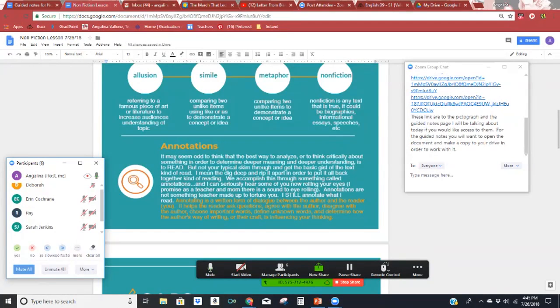And I can seriously hear some of you probably rolling your eyes, kind of going, not more annotations, but annotations really do help. So annotations are not something we make up just to torture you. It is a written form of dialogue between the author and the reader. Some of the best learning I've ever done is getting to talk to somebody, but we can't always talk to people who share ideas with us.